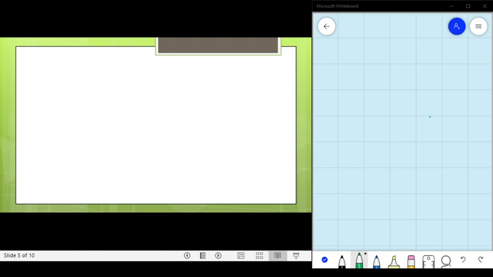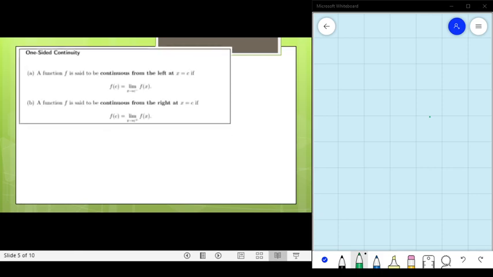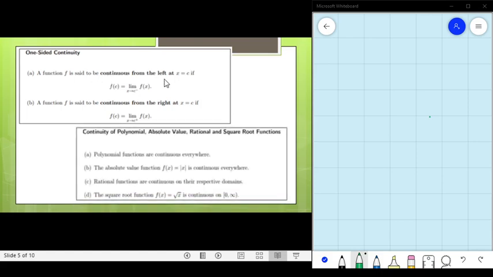We are to begin our discussion with these two concepts, which are very important in determining whether a function is continuous at the endpoints of the closed intervals. So we have the one-sided continuity. A function f is said to be continuous from the left at x equals c if f of c is equal to the limit of f of x as x approaches c from the left. And a function f is said to be continuous from the right at x equals c if f of c is equal to the limit of f of x as x approaches c from the right.